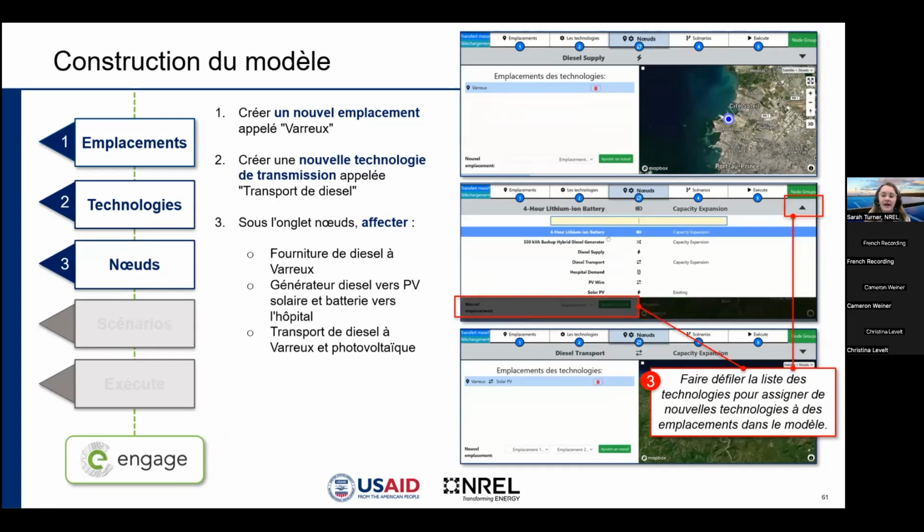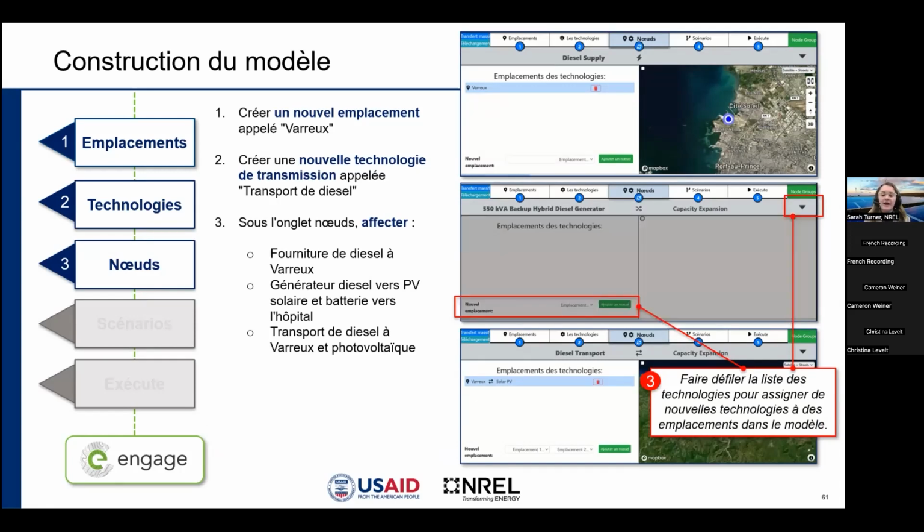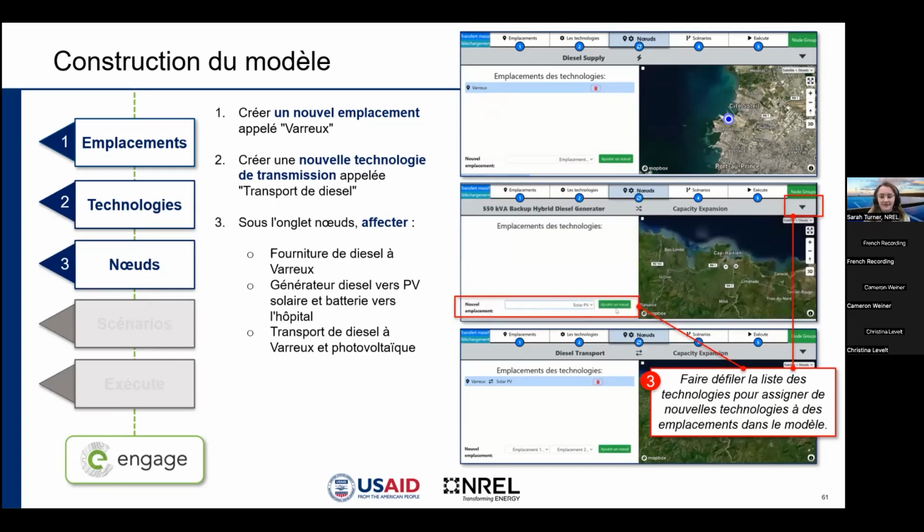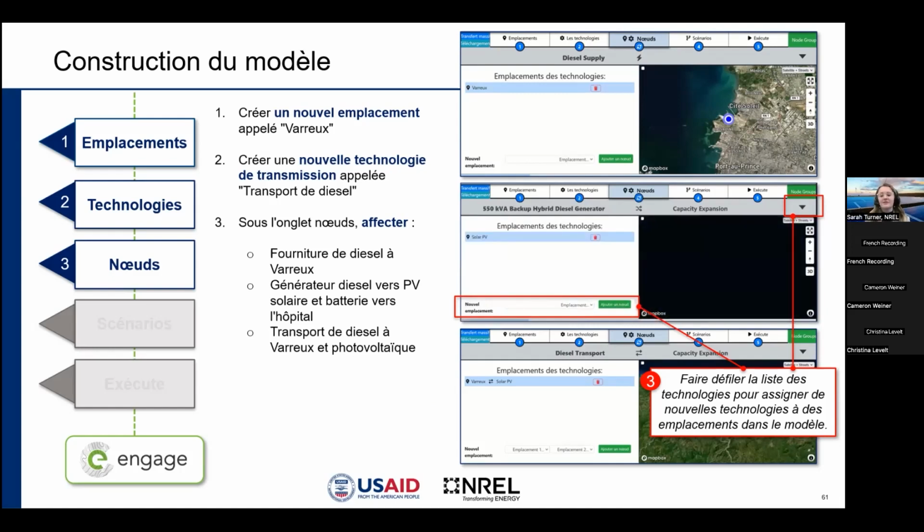Entering the Nodes tab, we will assign the diesel supply technology to Verux, the diesel generator to the solar farm, the battery to the hospital, and then connect the diesel supply to the hospital's location with diesel transport.